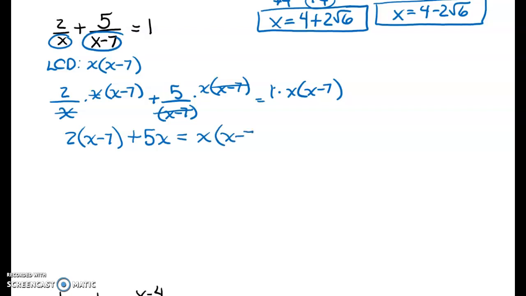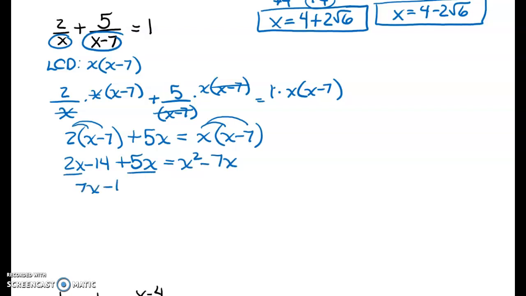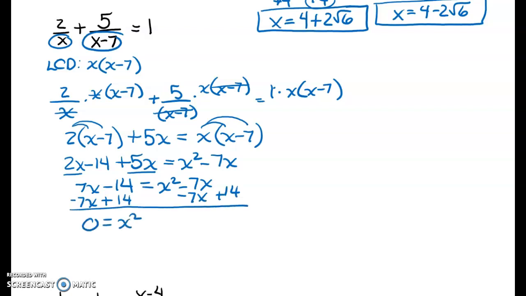And lastly, I'm going to go ahead and distribute to remove my parentheses. So I get 2x minus 14 plus 5x equals x squared minus 7x. And I'm going to add my like terms on this side to get 7x minus 14 equals x squared minus 7x. Again, I'm going to set my equation equal to 0 so that I can pick a method for solving. So I'm going to subtract the 7x and add the 14. And I end up with 0 equals x squared minus 14x plus 14.